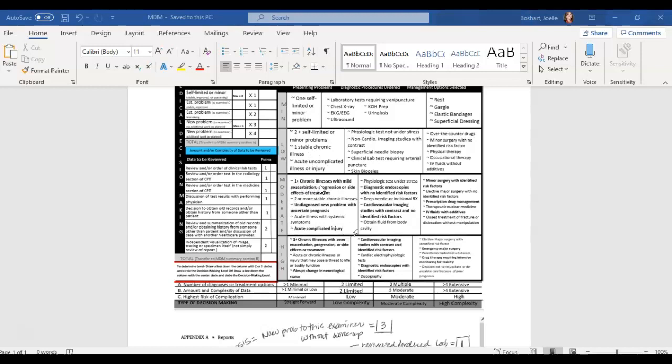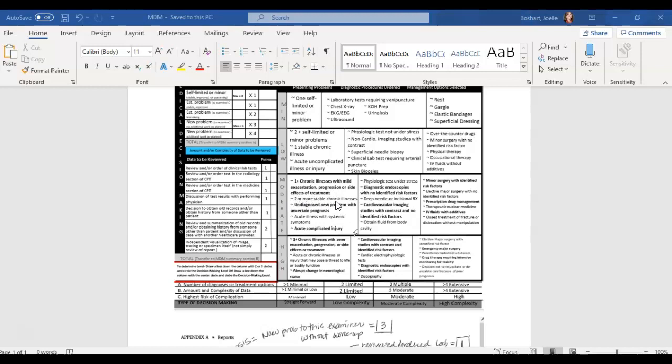So moderate would be one chronic illness with mild exacerbation, progression, or side effects of treatment. So if that hypertension, they're on medication, but it's still out of control, you would check this box, okay? It's kind of an exacerbation if you can't control it with the meds that you currently have the patient on. You have to adjust that medication.